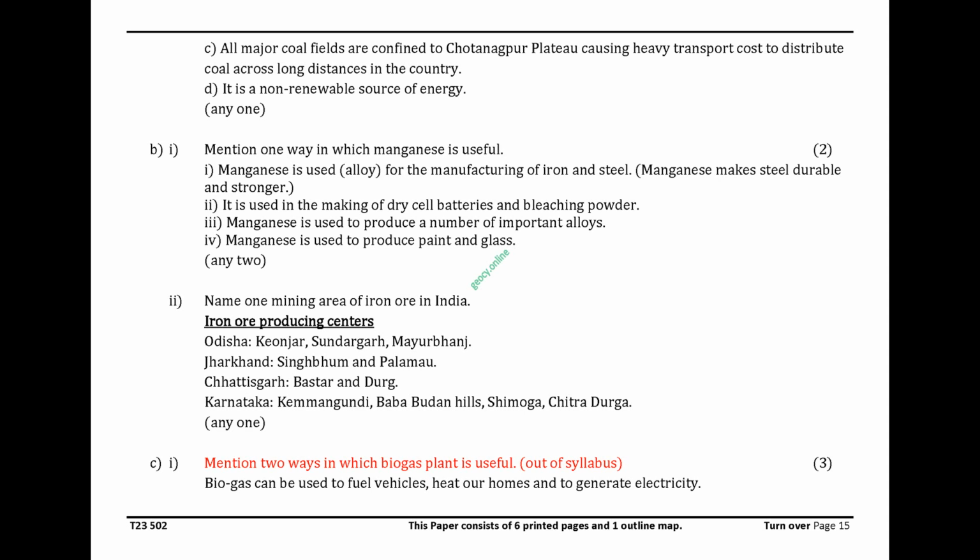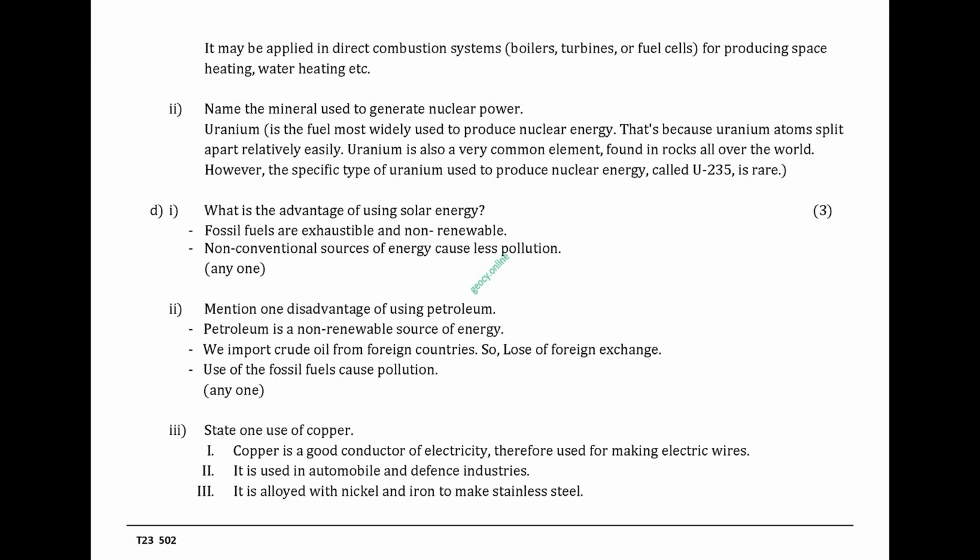Any one. Mention two ways in which a biogas plant is useful. Biogas can be used to fuel vehicles, heat our homes and generate electricity. It may be applied in direct combustion systems, boilers, turbines, or fuel cells, for producing space heating, water heating, etc.